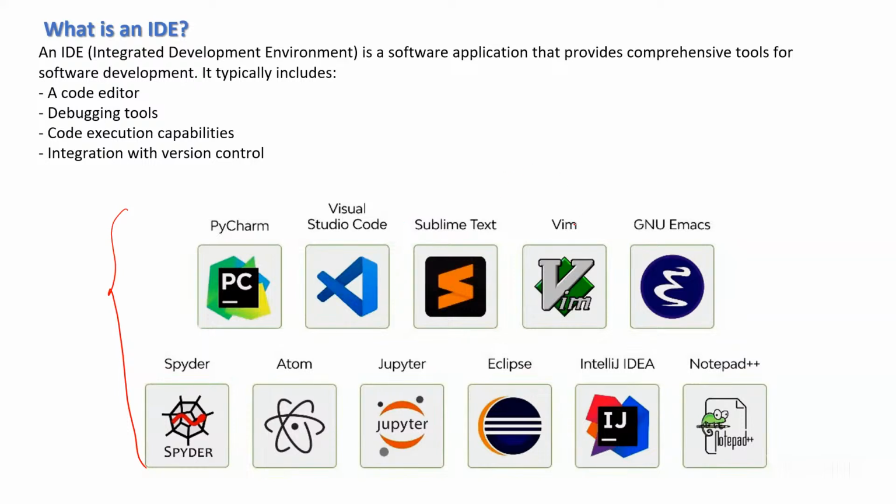There are n number of applications, but widely used across organizations are PyCharm, VS Code, Jupyter Notebook, Eclipse, and one more, IntelliJ. These are widely used across organizations. If you know one IDE, it is much easier to work on another IDE, because only the interface is different, whereas the coding part remains the same.